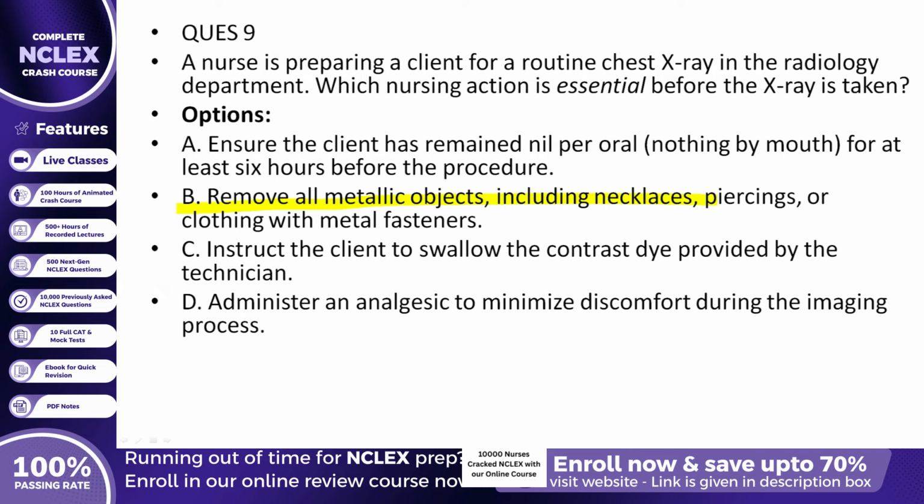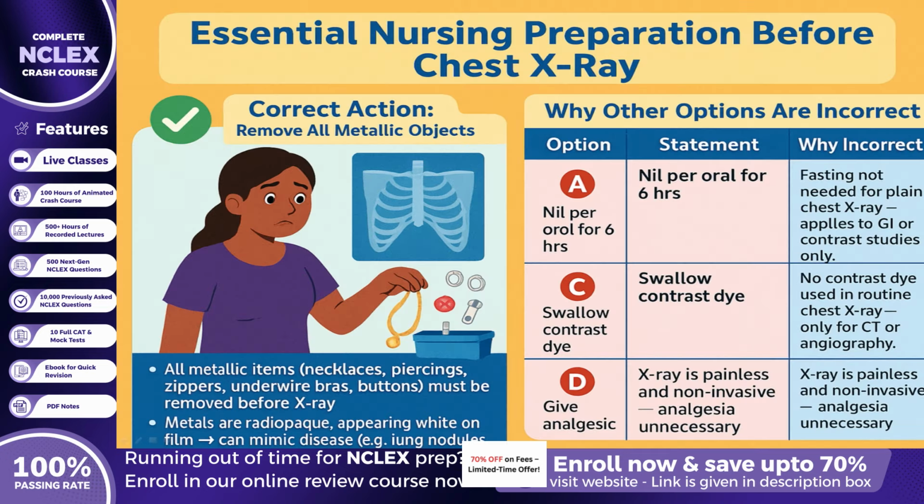Now, let us move into the advanced rationale behind this answer. Before performing a chest X-ray, it is crucial for the nurse to ensure that the client has removed all metallic objects from the chest and neck area. Metallic materials such as necklaces, buttons, piercings, bras with underwires, and zippers can obstruct or distort the radiographic image because metals are radiopaque. This means they appear white on the X-ray and may be misinterpreted as pathological findings like lung nodules, calcifications, or other abnormalities. Removing these objects ensures a clear, accurate diagnostic image that reflects true anatomic structures rather than artifacts.